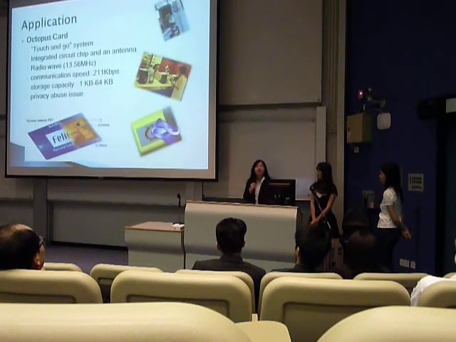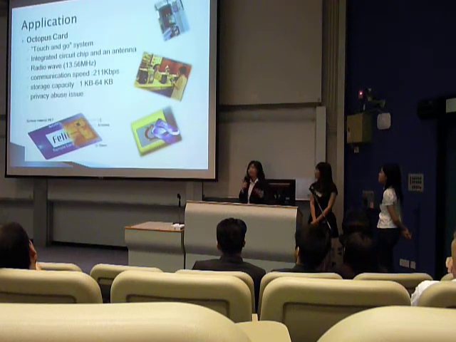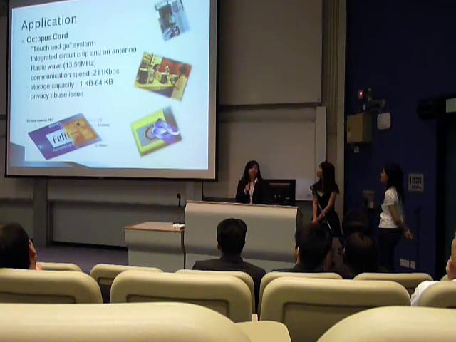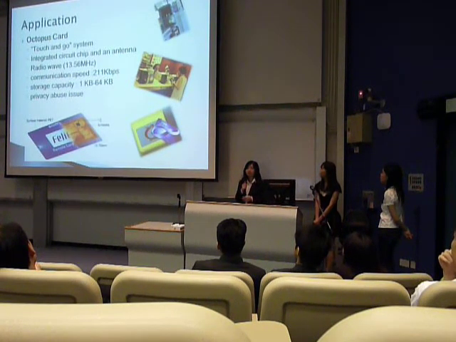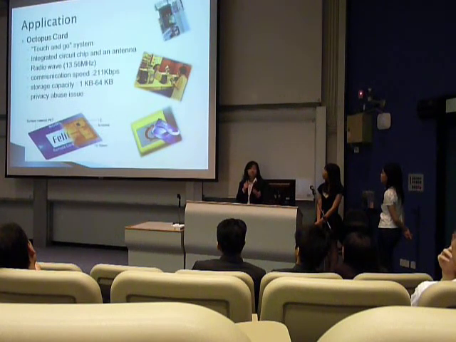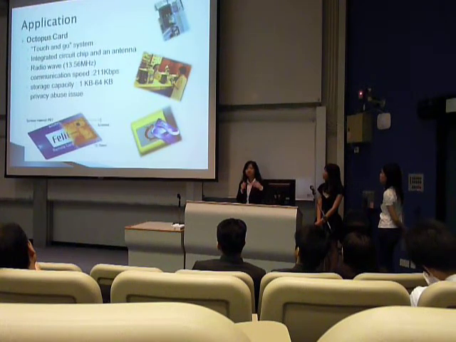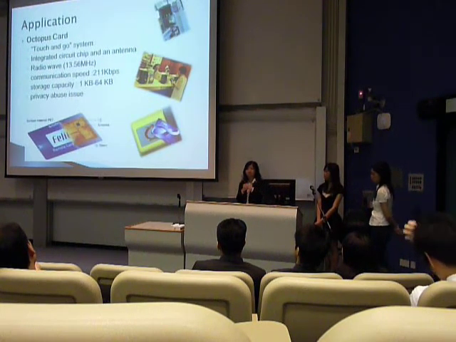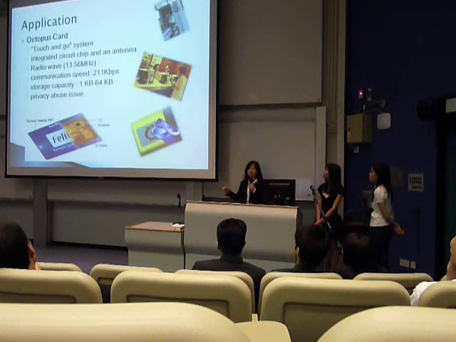Thanks, Amy. Since RFID has a quick and reliable means to identify and manage items, it has wide applications in different areas. One of the most commonly known examples is the Octopus Card. The Octopus Card is a touch-and-go system where payments can be made without taking the card out. You can just make the payments by waving over the reader.